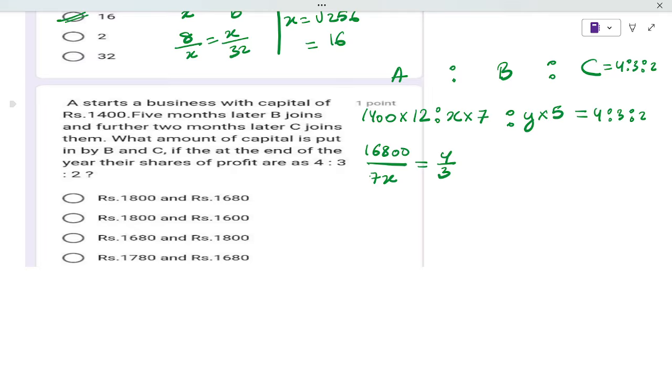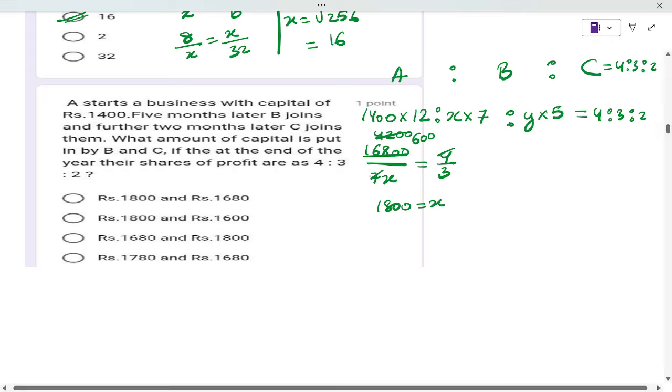Can we get the value of x now, which is the capital of B? Possible. So here 4 times 1 is 4, 4 times 4, 4 times 2. Here 7 times 1 is 7, 7 times 600. So 3 into 6 will give us 1800, which is equal to x. So x is equal to what? The capital of B.